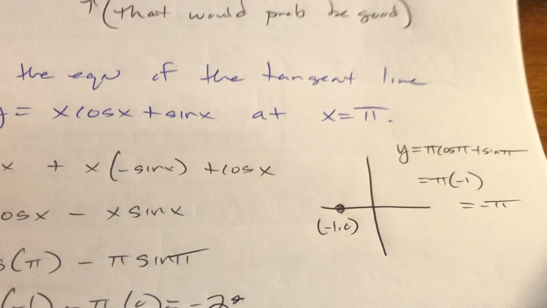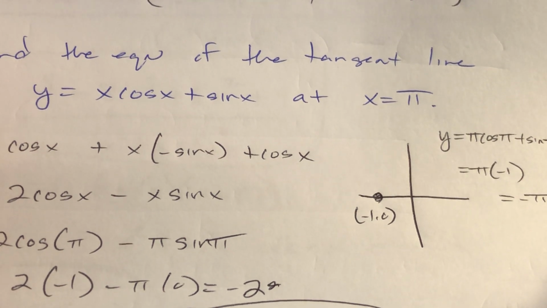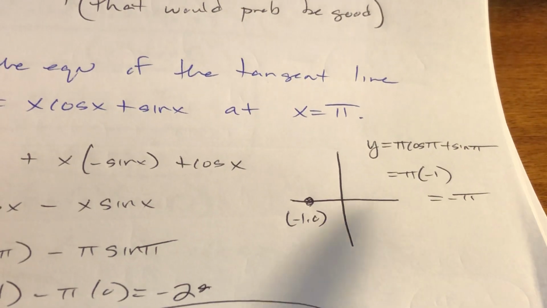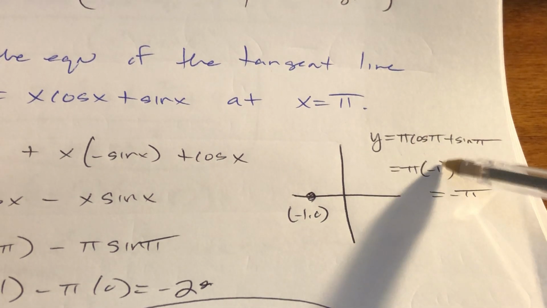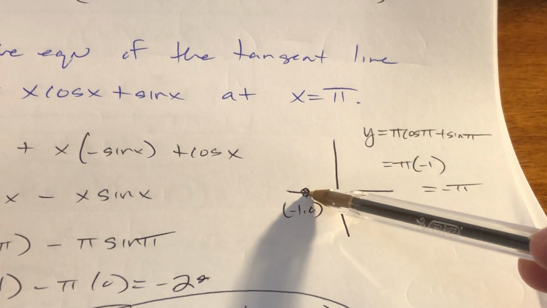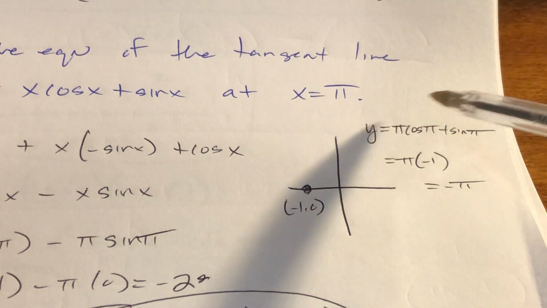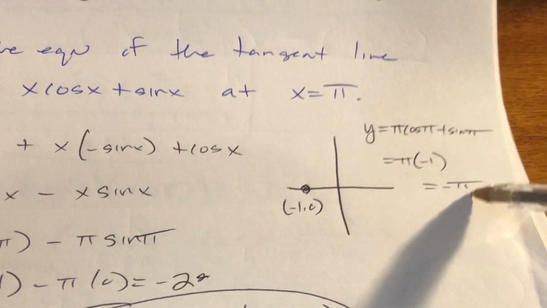Find the equation of the tangent line to y equals x cosine x plus sine x at x equals pi. So that's the x value. Again, the y value is going to be here. Plug pi in for x: pi cosine pi plus sine pi. A lot of pi. Cosine pi is negative 1 and sine pi is 0. So your y value is going to be negative pi.